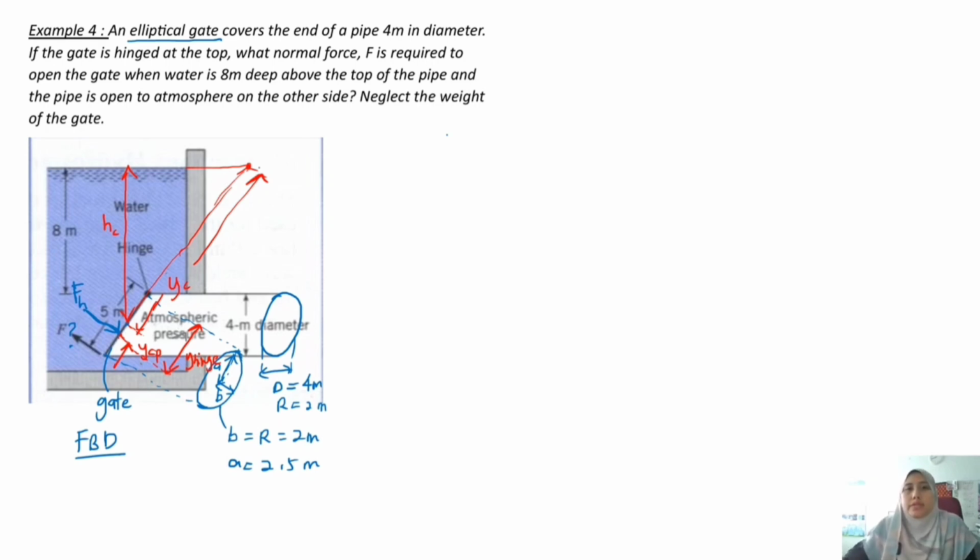The second step is to find the magnitude of the hydrostatic force. So we have HC. The first one is HC. If you look at the diagram, the HC is 8 meters plus another distance from here to the centroid, which is 4 meters divided by 2. So 8 meters plus 2 meters.